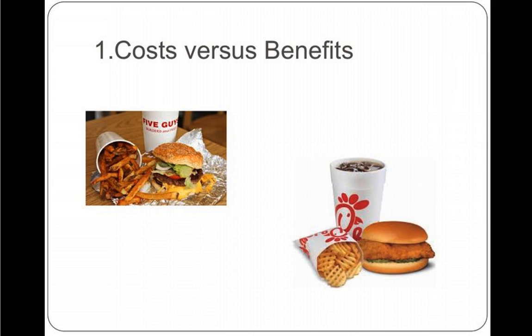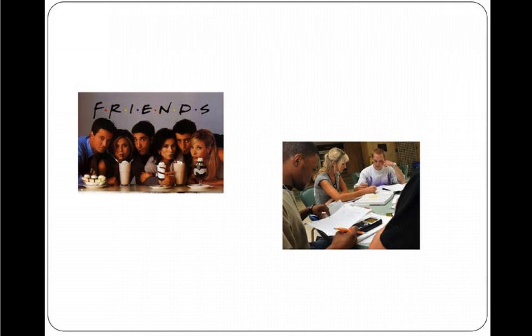You weigh your costs and benefits. Do you have the money for that today? Do you not? Are you on a diet? Just some things to think about. You have to make those decisions, and you're only going to make one of them. You're not going to eat Chick-fil-A and Five Guys. So you're just weighing your costs and your benefits and making the best choice for you.